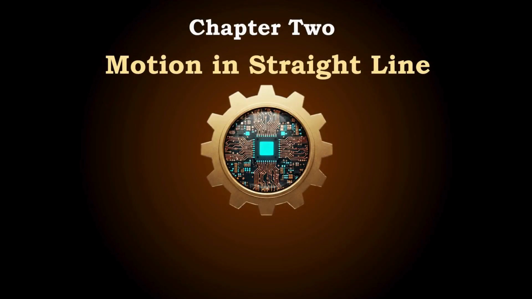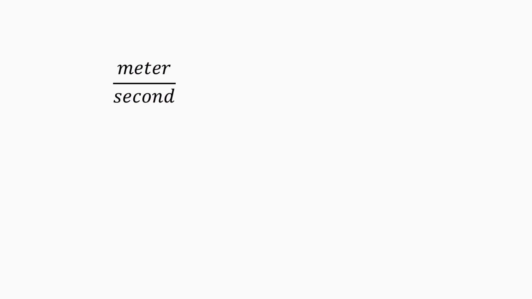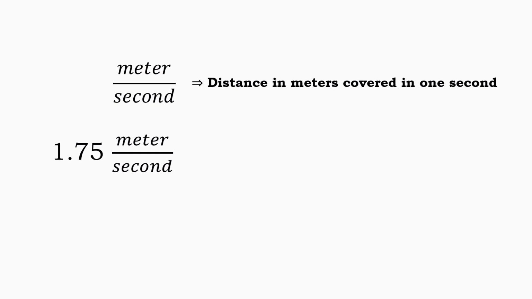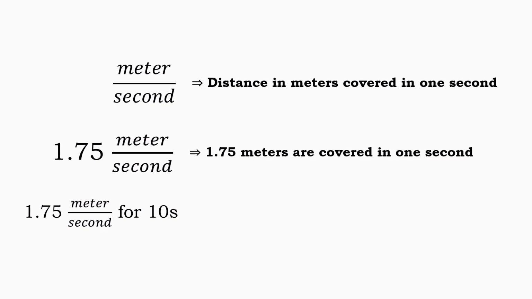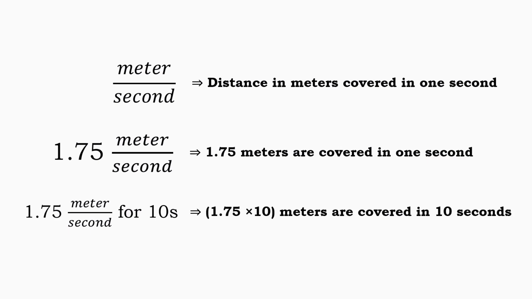Let's begin. The unit of speed is meters per second, written as m/s. This simply means how many meters are covered in 1 second. So when we say your speed is 1.75 meters per second, we are saying you are traveling 1.75 meters every second. Now think about this. If you continue at the same speed for 10 seconds, how far would you travel? It's simple. 1.75 multiplied by 10, which is 17.5 meters. So speed multiplied by time gives distance.